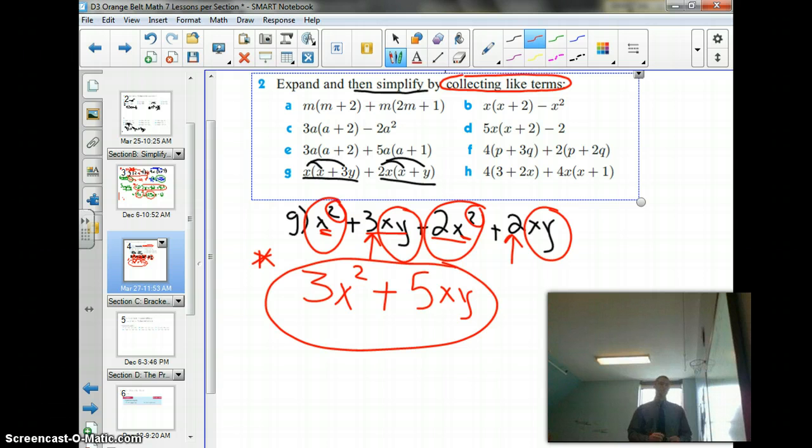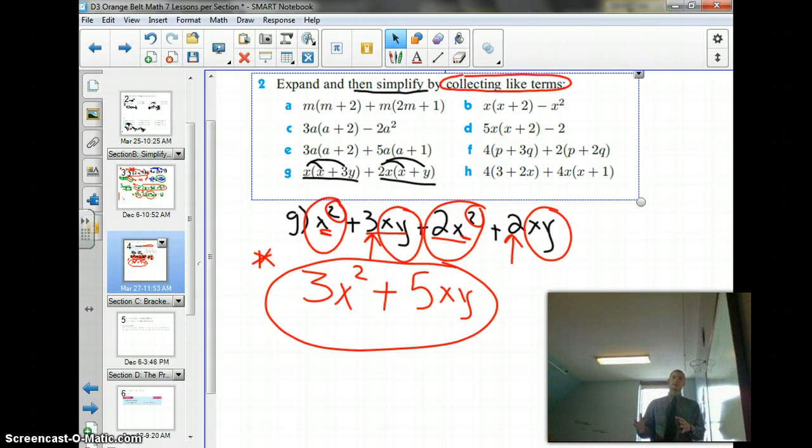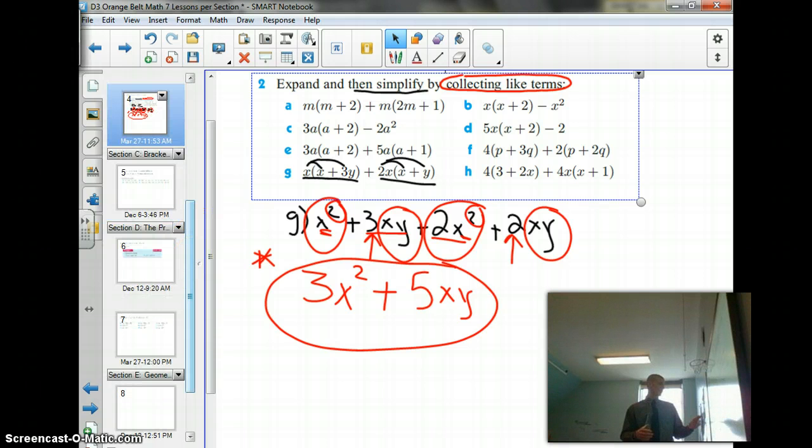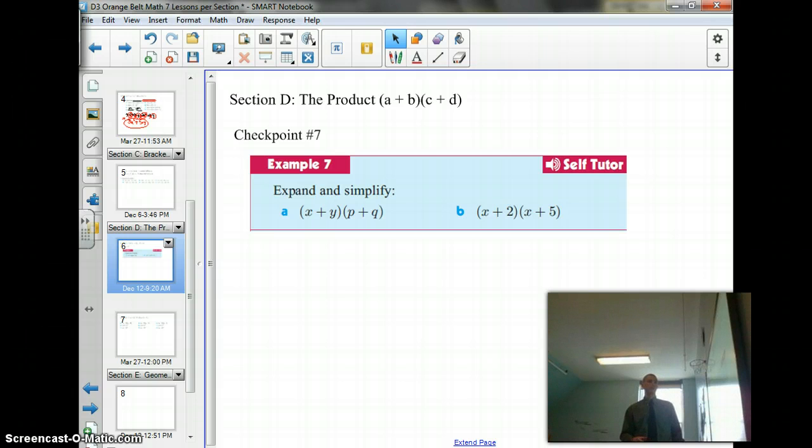All right? Now, just like the last questions, if there's other questions in here, and we did stuff like this in the yellow belt, but if there's other questions in here that you think you need help with, please ask somebody, okay? Today's lesson for the orange belt is going to be this right here, okay? The product A plus B multiplied by C plus D, okay?